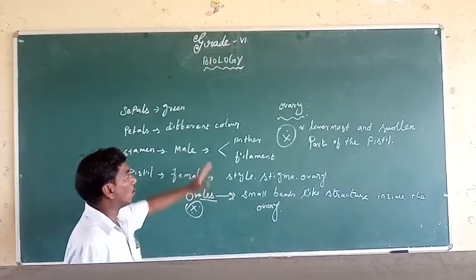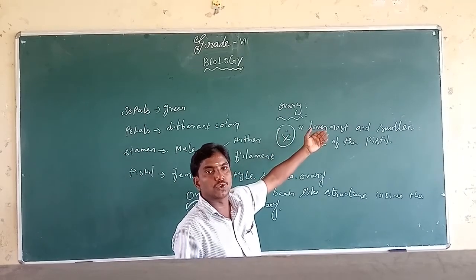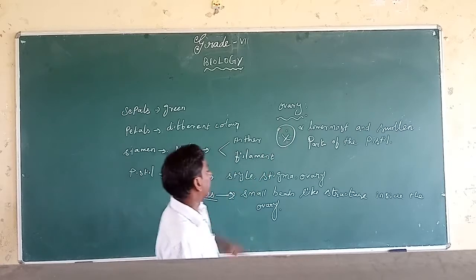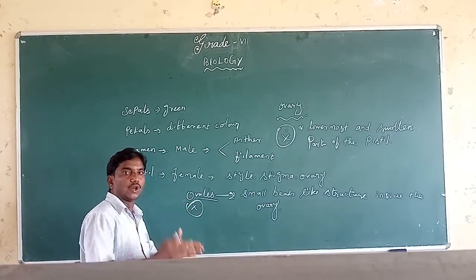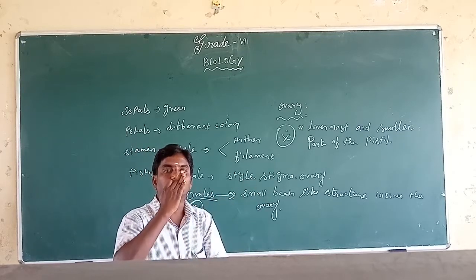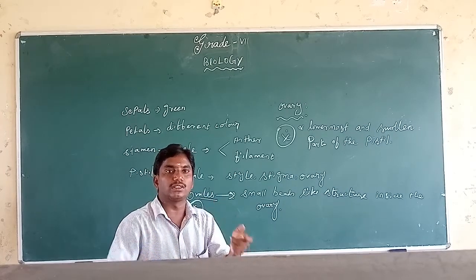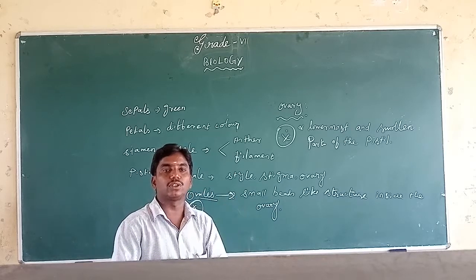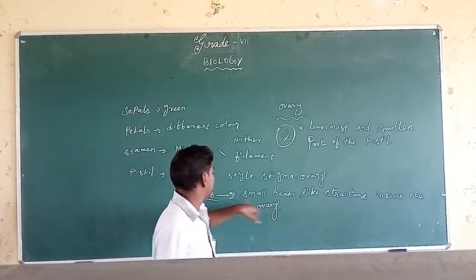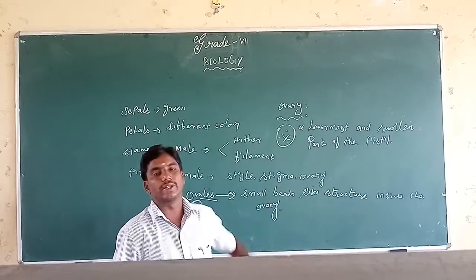So that is about the ovary. What is the ovary in a flower bud? It is the lowermost and swollen part of the pistil, that is called the ovary. When we cut the ovary, we get a longitudinal cut and a transverse cut. Then you can observe it with a magnifying glass. So we will find out that the small bead-like structures inside that ovary are called ovules. So that is about the ovary.